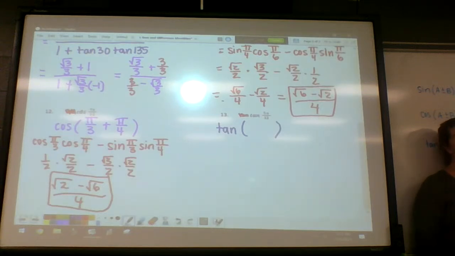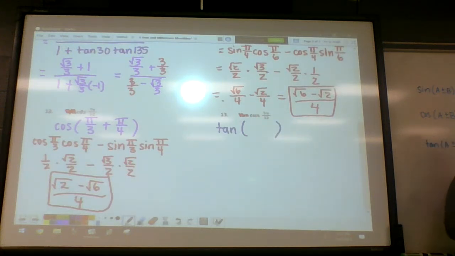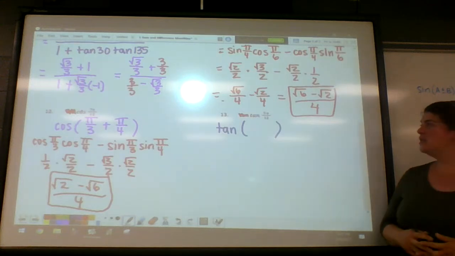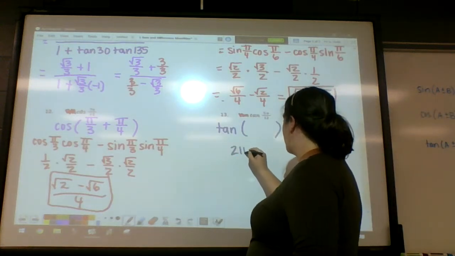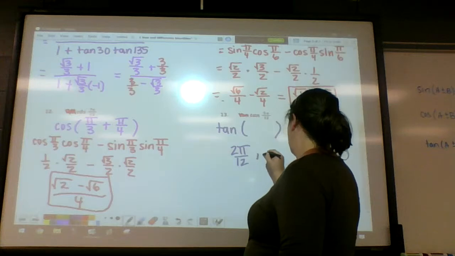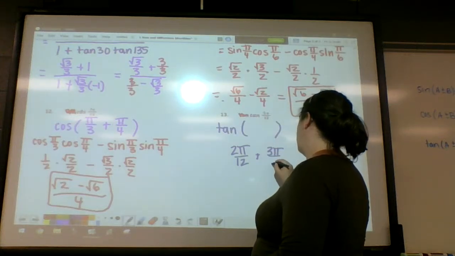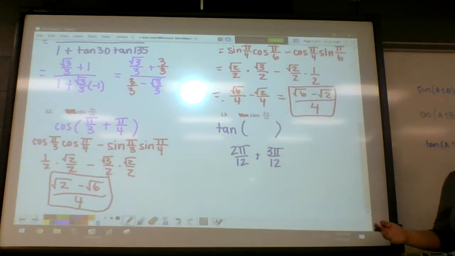So 5 pi over 12. When you think about the number 5 in terms of either adding or subtracting, think about what got added or subtracted to get a 5. The one that jumps out to me is 2 and 3, right? 2 and 3 add to get 5. And so I'm thinking maybe something with a 2 and a 3. If we can do 2 pi over 12 plus 3 pi over 12, that would give us our 5 pi over 12, right?